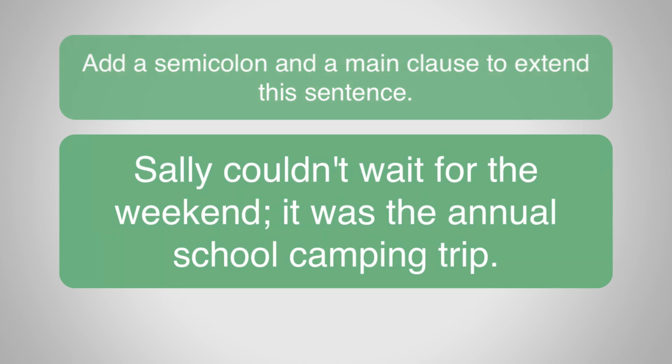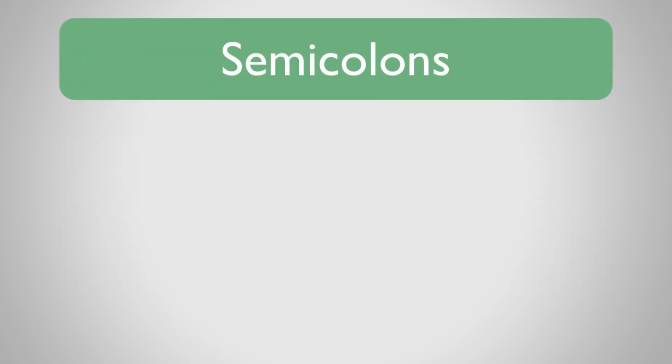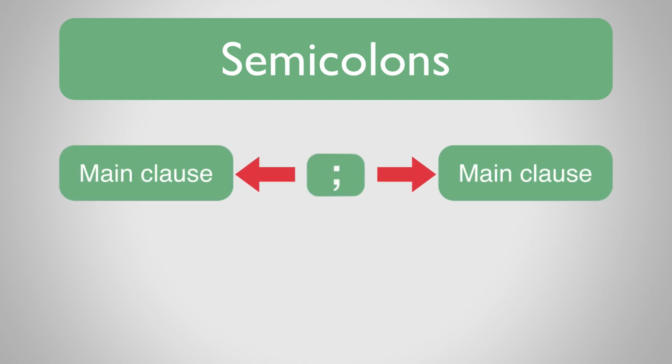As you can see, semicolons can be used to create a clear link between two main clauses. To make sure you've used a semicolon correctly, check to see if you could use a full stop instead. If you can, then the semicolon is placed between two main clauses.